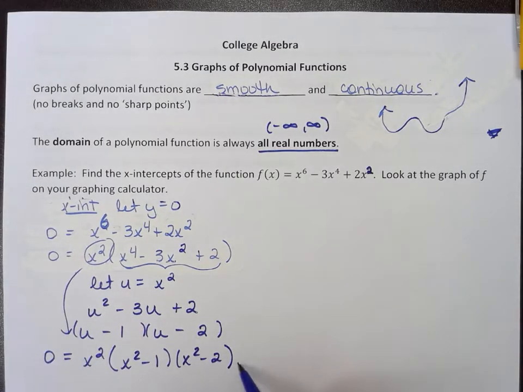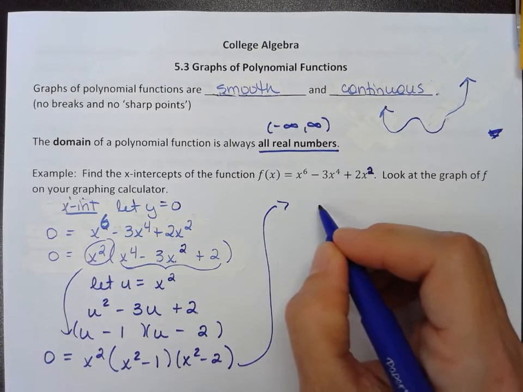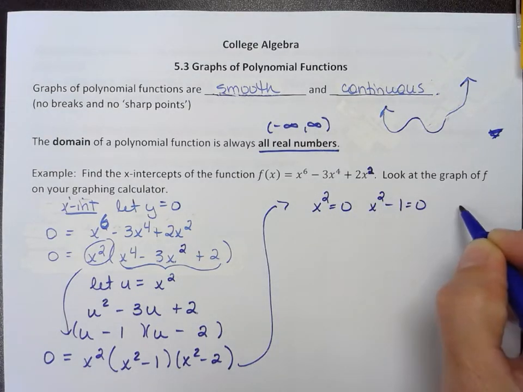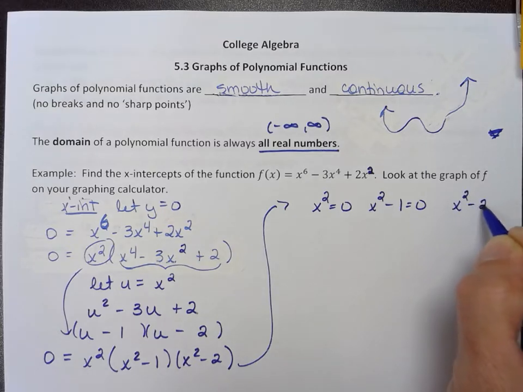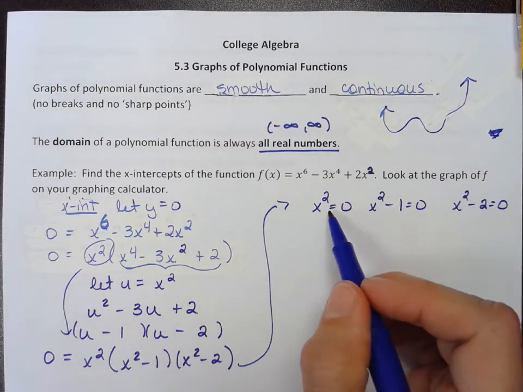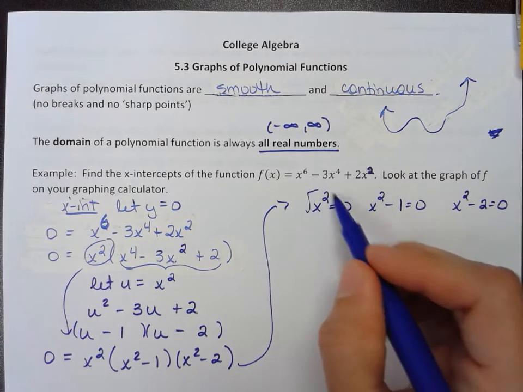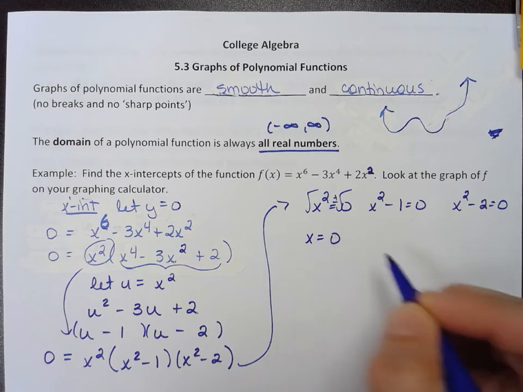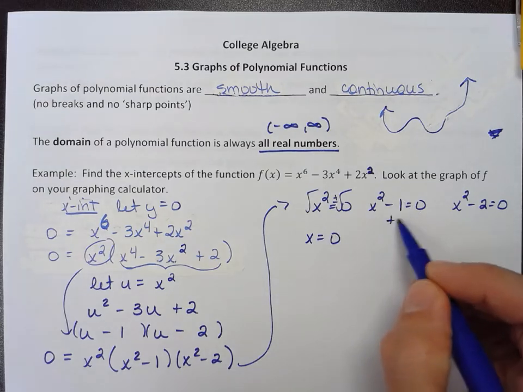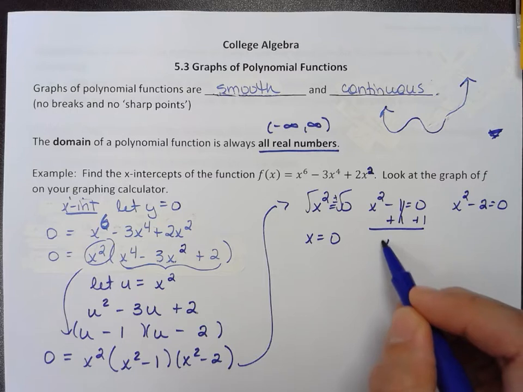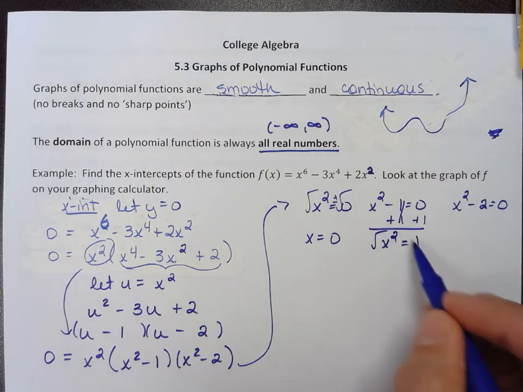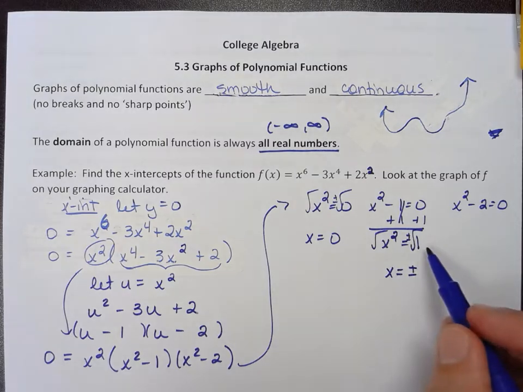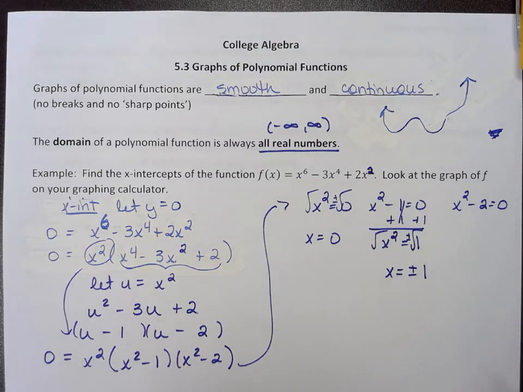Now we need to set both of those equal to 0, or all three of those. So x squared equals 0, x squared minus 1 equals 0, and x squared minus 2 equals 0. To solve this one, we take the square root of both sides. You're supposed to do plus or minus, but that's just 0, so we just get x equals 0. On this one, we're going to add 1, then take the square root, don't forget plus or minus. X is equal to plus or minus the square root of 1, which is 1.